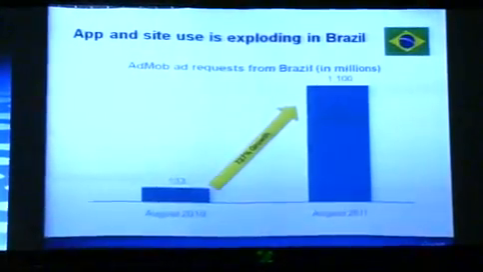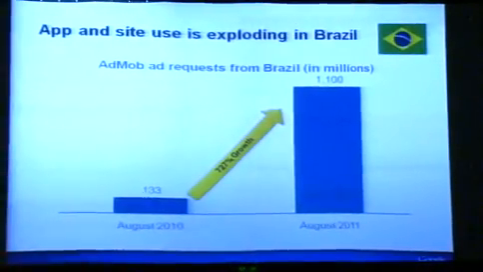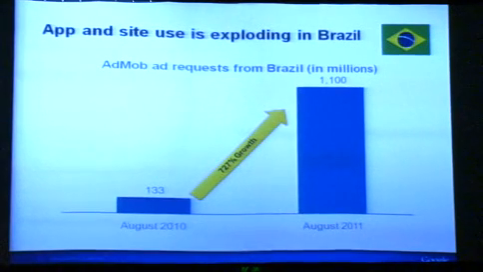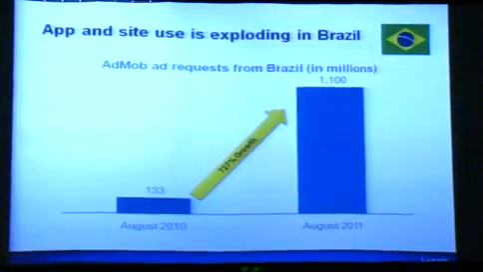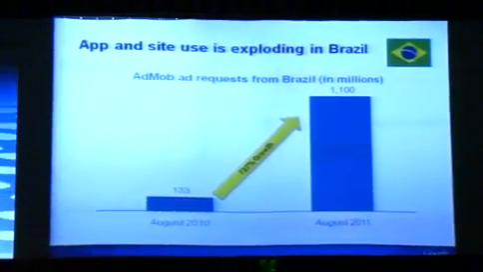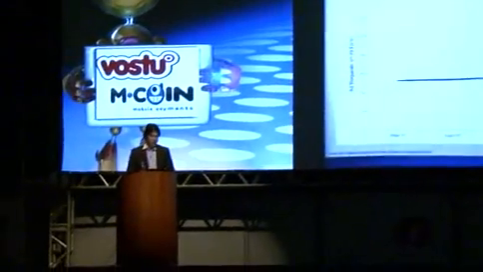And here's some more Brazil-specific data. When we look at the number of ad requests we've gotten from Brazil, that number has grown an order of magnitude in just 1 year. So in August of 2010, we got about 133 million ad requests from Brazil. And in August of this year, that was over 1.1 billion, representing over 727% growth. So mobile is big. Certainly, we're seeing the numbers, and we're seeing that there is just exponential growth happening.